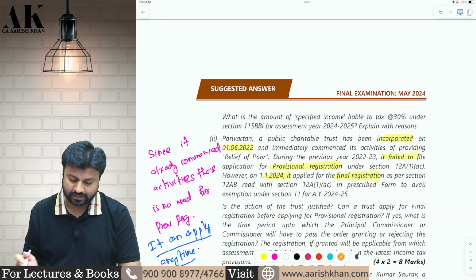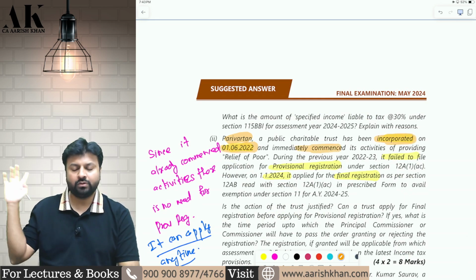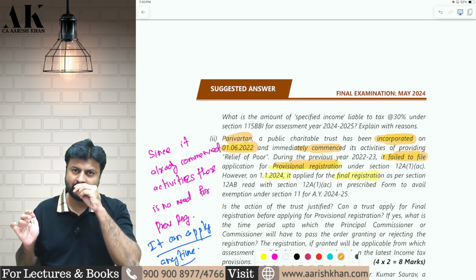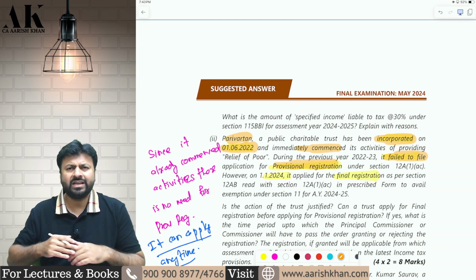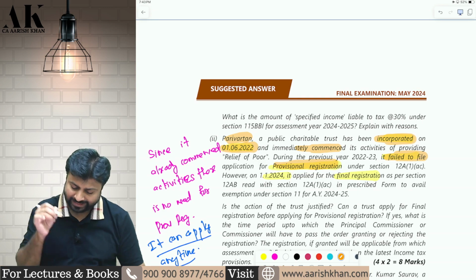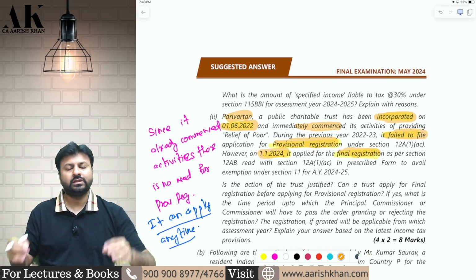Next one, there is a trust which was incorporated last year in 2022. Now they have commenced their activities in 2022, but in the last year, unfortunately, they failed to apply for a provisional registration. So in the last year, they did not apply for the provisional registration and they paid the tax as per the normal provisions. Okay, not as per the trust provisions. In the current year, the trust wants to apply for the final registration. Can they do so? The answer is yes.